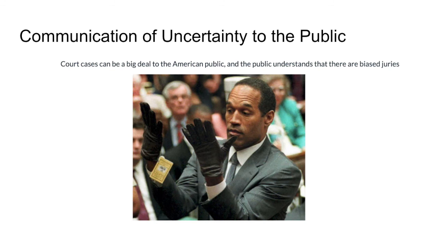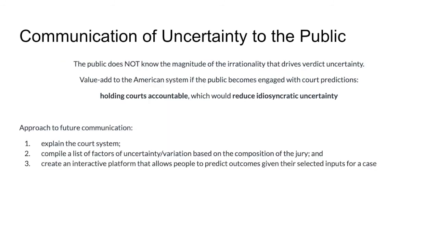Now, there's this general understanding that there are biases. However, the public does not understand the magnitude of those biases or of the irrationality that drives the uncertainty in verdicts, right? Why is it that the day of the trial, we didn't know what was going to happen? Should that be the case? Is that actually truly what justice should look like, right?